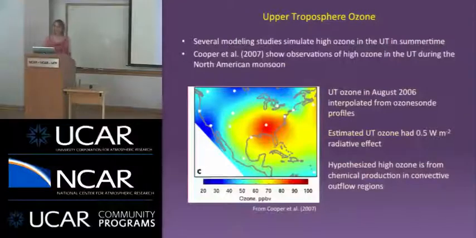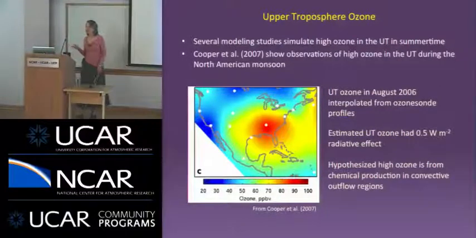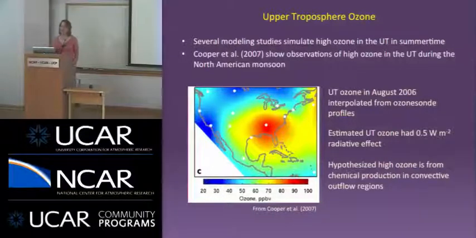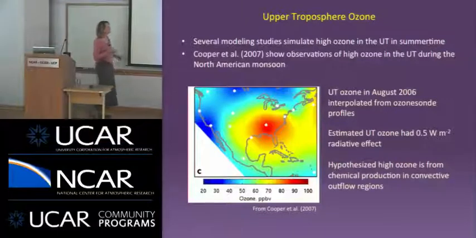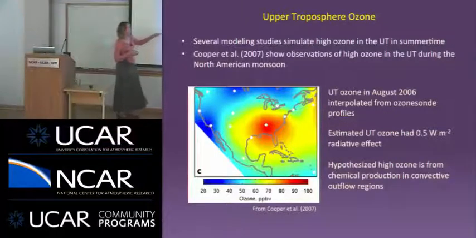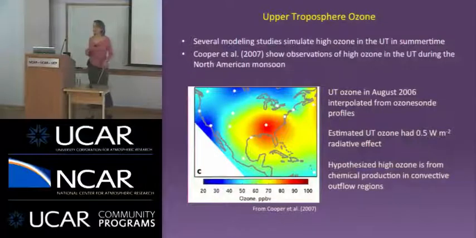And just to emphasize the importance of ozone in the upper troposphere, there were a number of modeling studies in the early 2000s that simulated this high ozone in the upper tropospheric summertime, and then a paper by Owen Cooper and colleagues showed observations that this high ozone really did exist over the southern US in the upper troposphere. And this is an example from Owen's paper that shows an interpolation of ozone sonde data with this bullseye of high ozone over the southeast US in August of 2006.